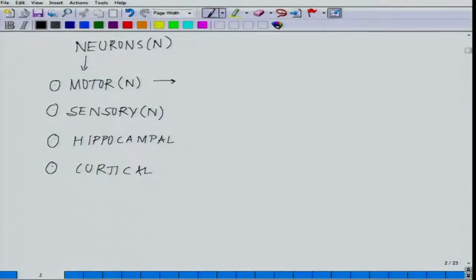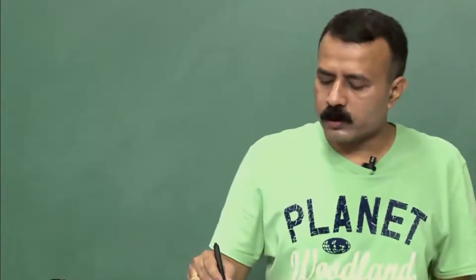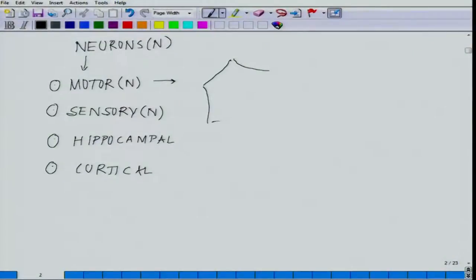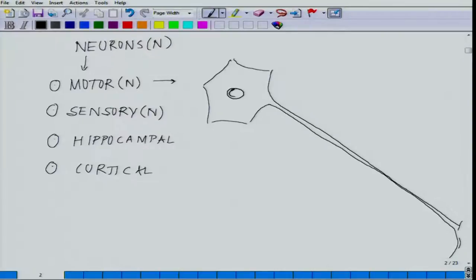So if you look at the morphology of these different neurons, talking about the motor neuron, these are the largest neurons in our body, and they are the ones which are formed the earliest among all of them. If you look at their morphology, it is something like this. They have a huge cell body like this, and there is a long, long process, the axonal process. Here you have the nucleus, and these are the dendritic processes.